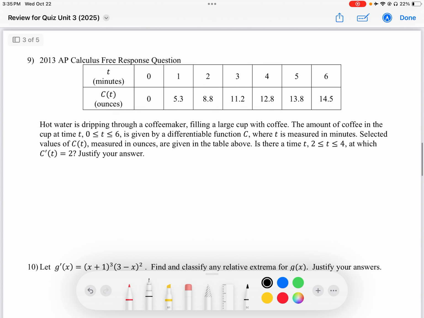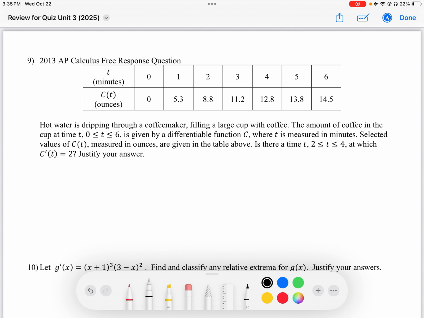All right, let's see here. Hot water. Oh, I know this one. It's dripping through a coffee maker, filling a large cup with coffee. The amount of coffee in the cup at time t is given by a differentiable function C of t. Selected values of C of t, measured in ounces, are given in the table above. Is there a time t at which C prime of t equals 2?